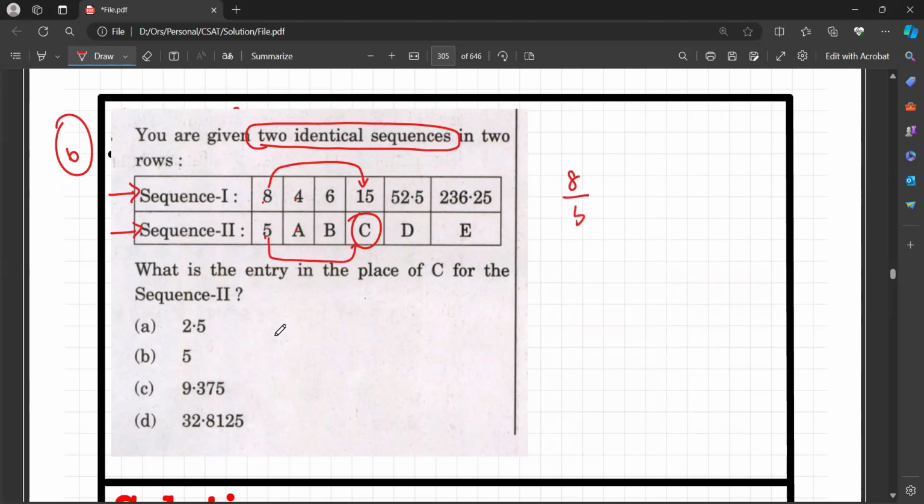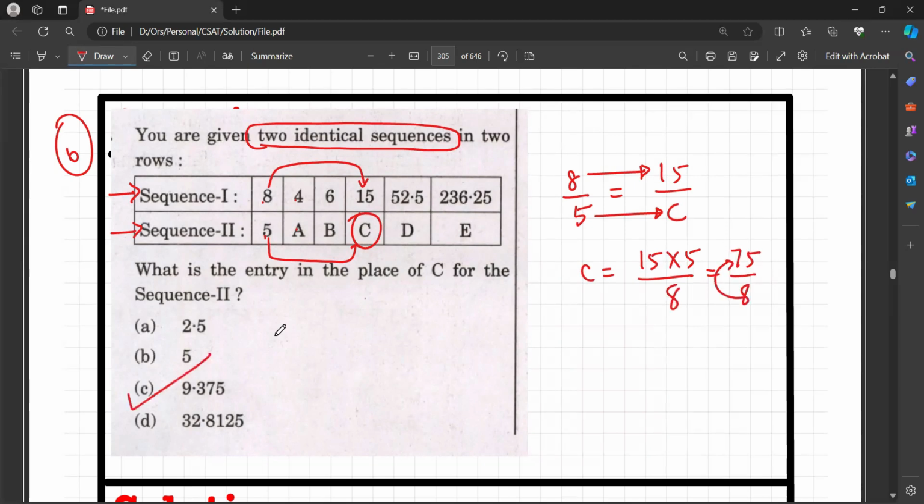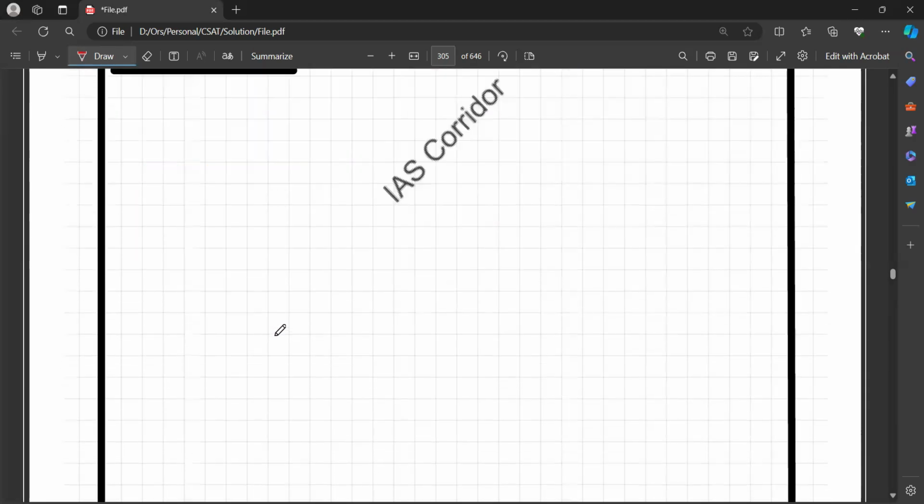That means 8 by 5 is 15 by C. What happens here will happen here. Now C will be 15 into 5 by 8. Clear? This will be 75 by 8. 8, 9 times is 72. So 9 point something. So your answer will be 9.375. Got it? Let us go to the next question.